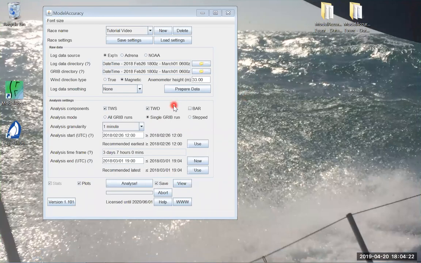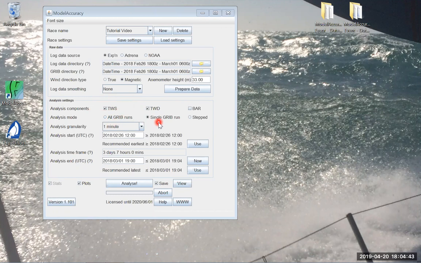Okay, so we're continuing with our analysis components. In our analysis mode, this time we're going to do the single GRIB run. Before, we did an all GRIB run, where we looked at the freshest GRIB compared to that log data. In the single GRIB run, we're going to look at one Zulu run of a GRIB file source as far out as that source goes.